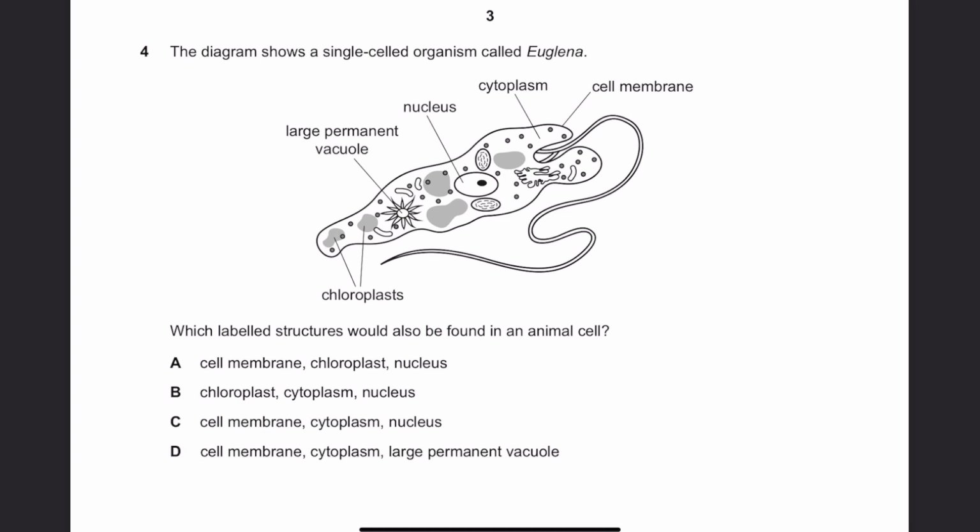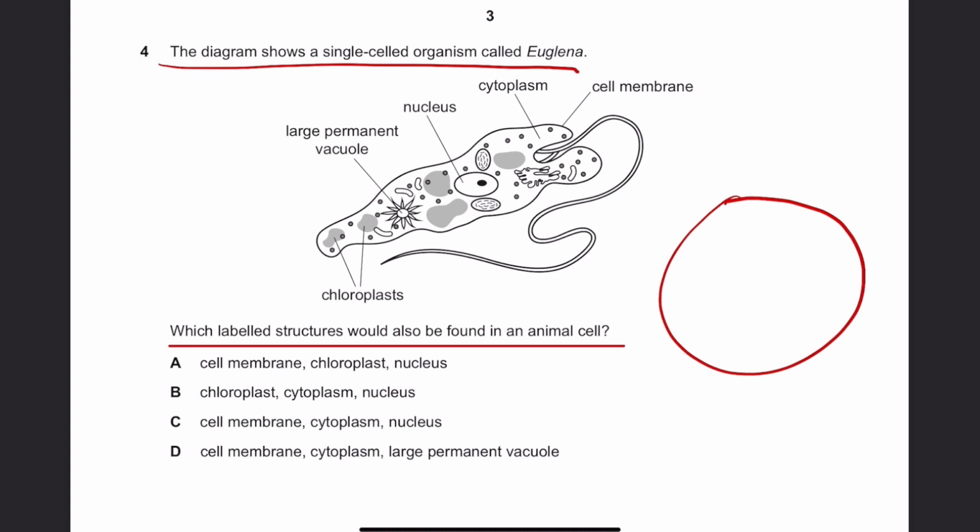Number 4. The diagram shows a single-celled organism called Euglena. Which labeled structures would also be found in an animal cell? So an animal cell has several organelles that you should know. The first one is, of course, the nucleus, containing DNA, and it controls the cell activity.